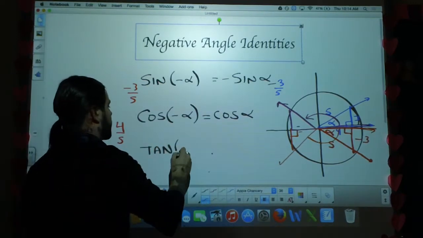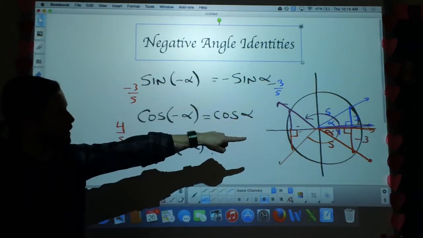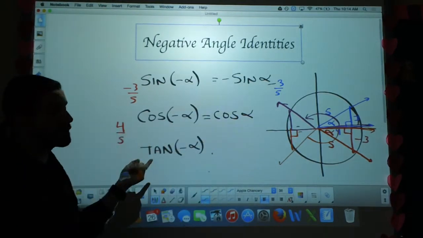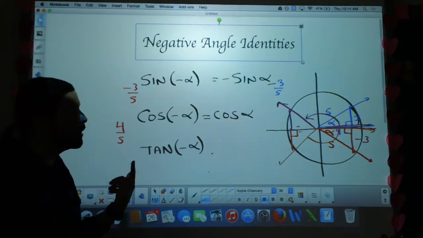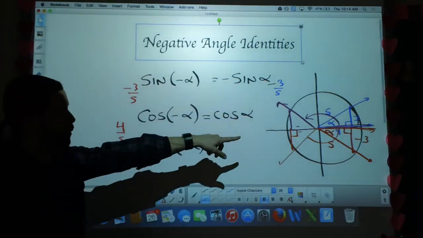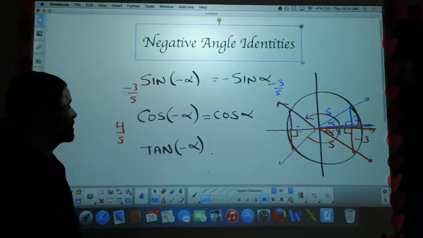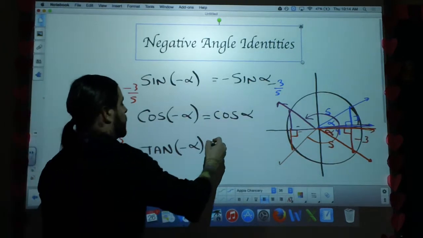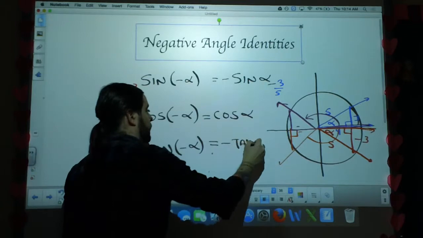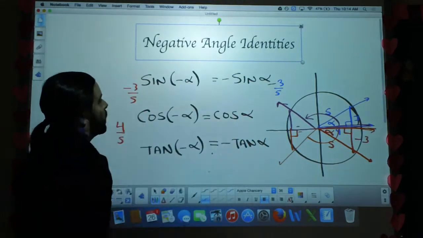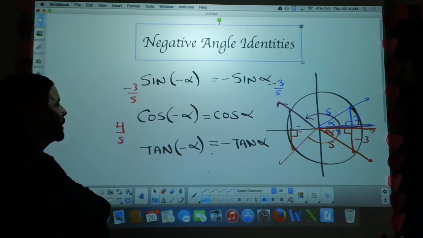Tangent of a negative angle. Well, for that red triangle, tangent is y over x, so negative 3 over 4. So it still involves that y value, which we know as we rotate down versus up, the y value switches signs. So tangent of negative alpha is the same as negative tangent of alpha for the same reason it was for sine, because the y value changes its positivity or negativity.